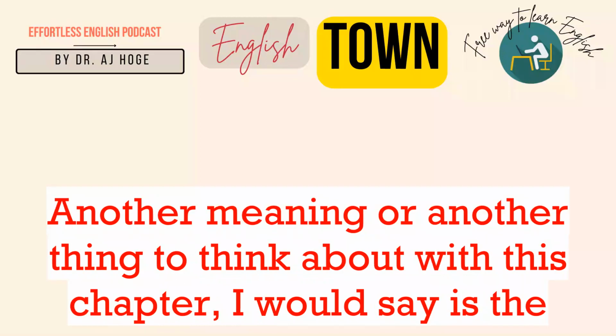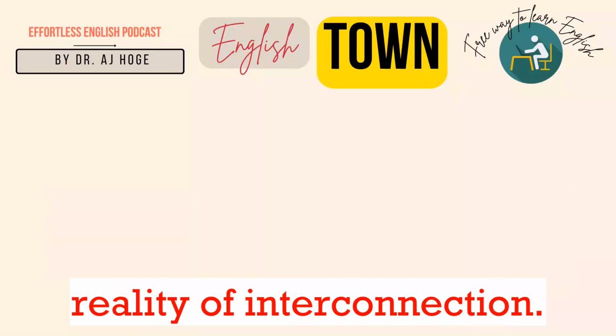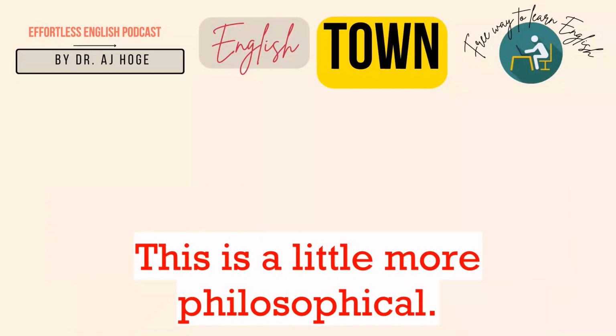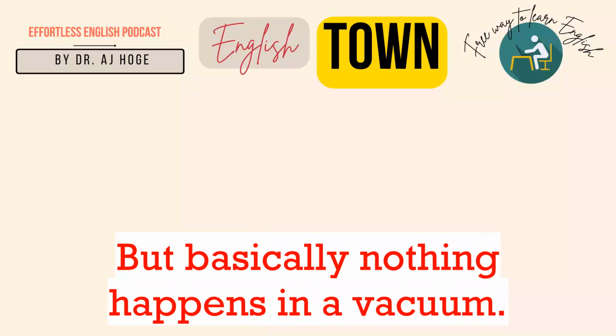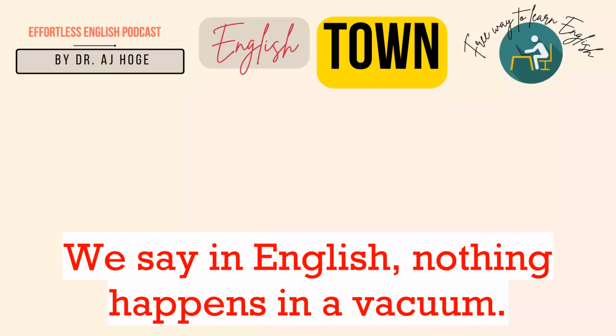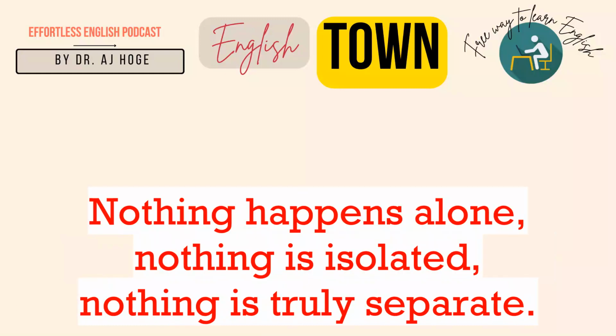Another thing to think about with this chapter, I would say, is the reality of interconnection. This is a little more philosophical. But basically, nothing happens in a vacuum. We say in English, nothing happens in a vacuum. What does that mean? It means nothing happens alone. Nothing is isolated. Nothing is truly separate.